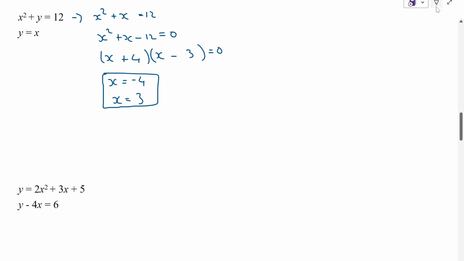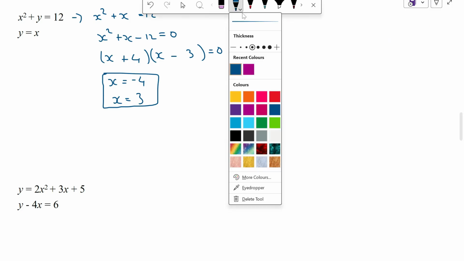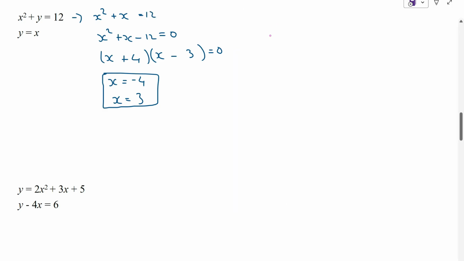Now let's go ahead and work out the two values for y. So y simply is x. So when x is minus 4, y is going to be minus 4. And when x is 3, y is going to be the same, 3. Okay? And just a quick check again in our calculator to make sure this is correct. Most of these quadratic simultaneous equations do come up in calculator papers, but if not, you can still sub them in manually and you will get the same answer.